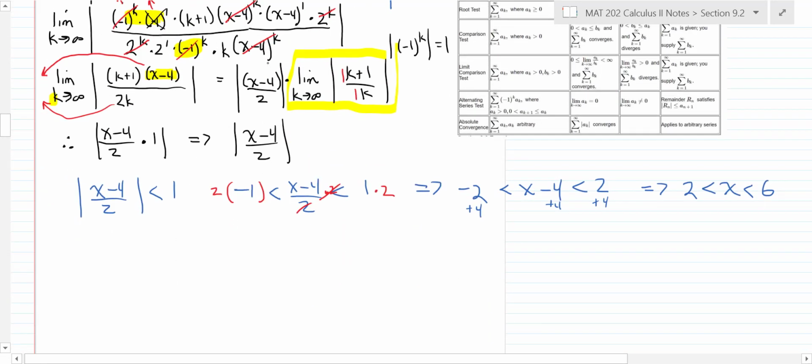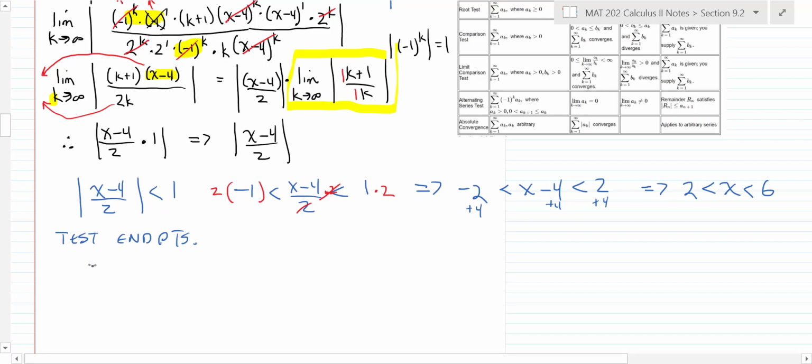What you now need to do is test the endpoints of this interval. This is something you'll be seeing on next week's test. This is kind of a classic problem: power series, find the interval and radius of convergence. This is something you definitely need to know how to do. So I'm going to do a couple more illustrations of this before we finish this up.